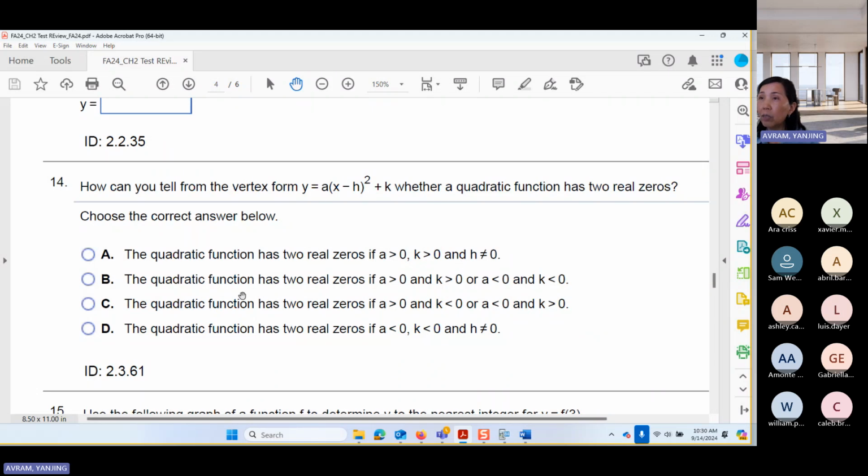Okay, let's look at b. Quadratic function, if a is greater than 0, that means facing up, and k is greater than 0. And a is less than 0, that means facing down, and k is less than 0. Well, this one, if you have h equal to 0, I think this one didn't specify the h.